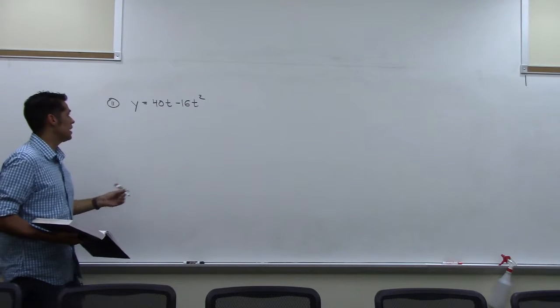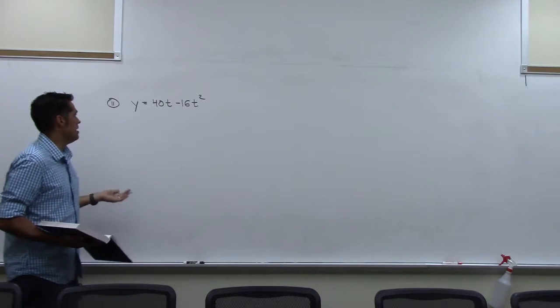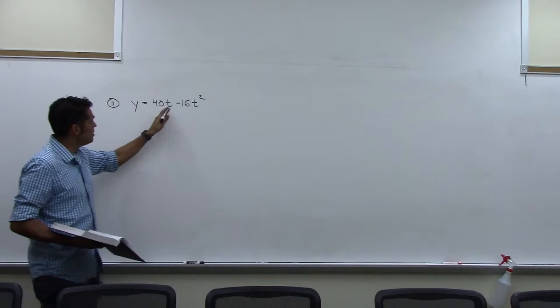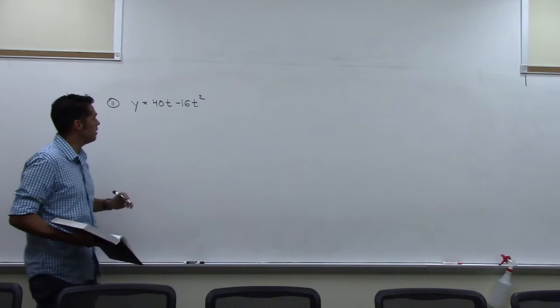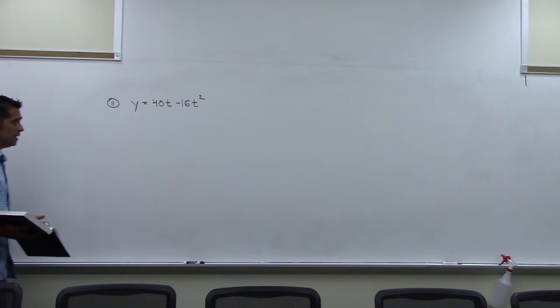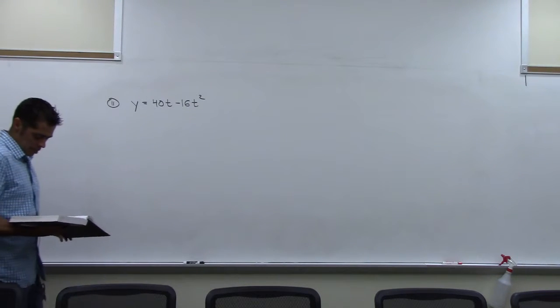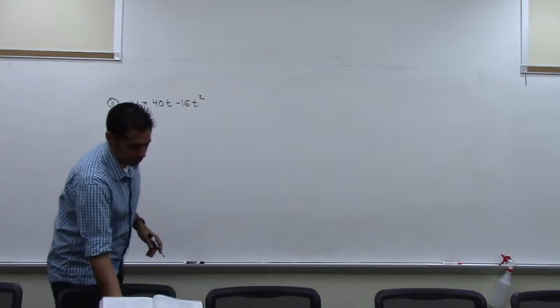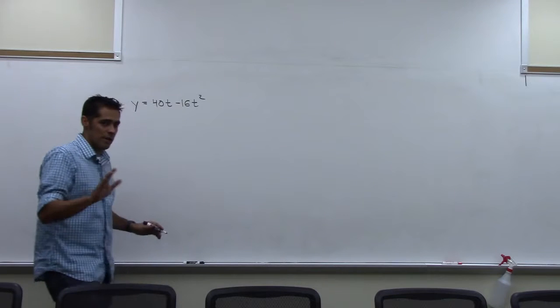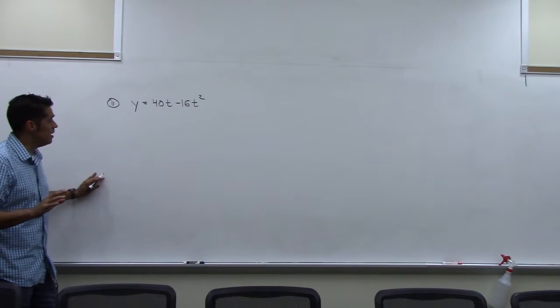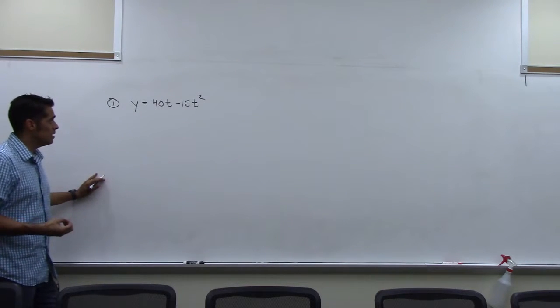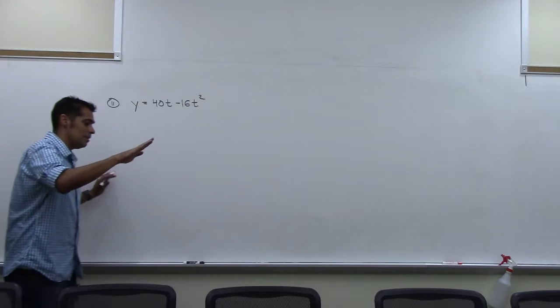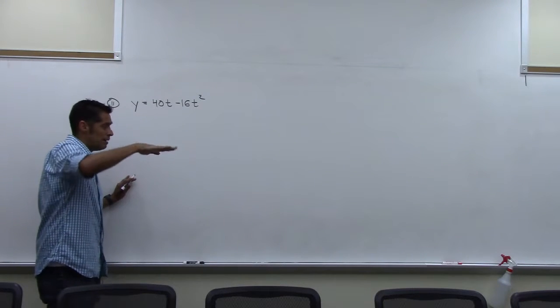So at 0 seconds, the height is 0 feet. But if you plug in 1 second, 1 here, then you'll get what, 24 feet. That's how high the ball would be. Find the velocity when t is 2. So this is what we had talked about earlier in the class, that we're trying to find the instantaneous velocity, which is actually equal to the slope of that tangent line.